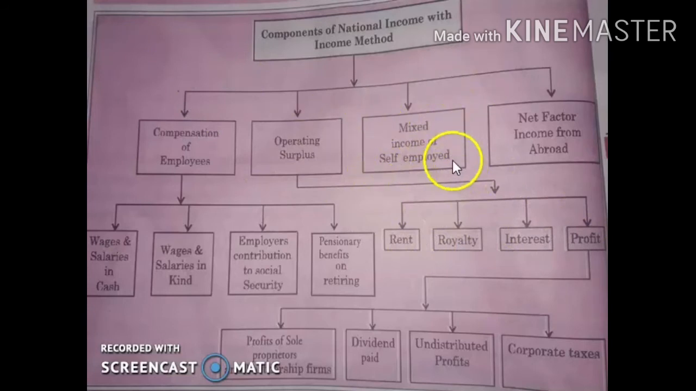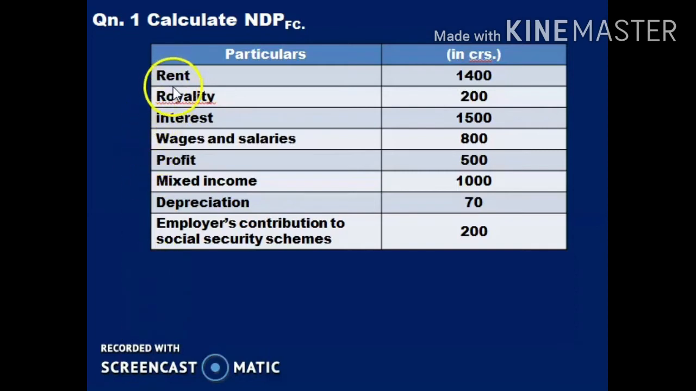Don't take these dimensions. If it is not given, you can just take these dimensions and add. Next, mixed income will be given directly. Under profit also there is a division. So if profit is directly given, you can take it, otherwise add the divisions. Let's see some problems.